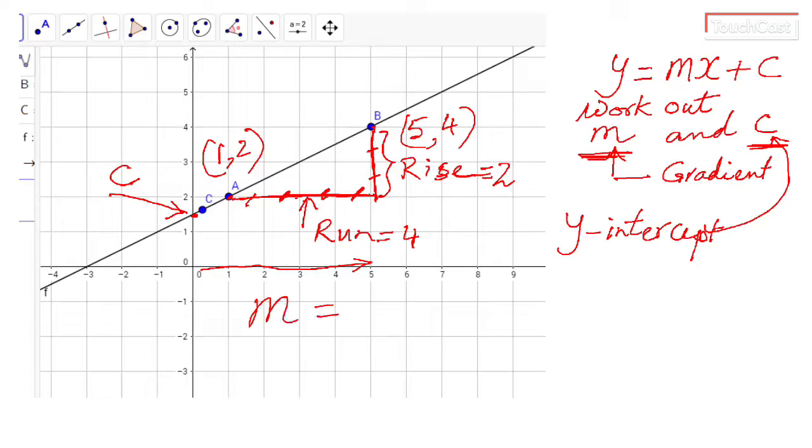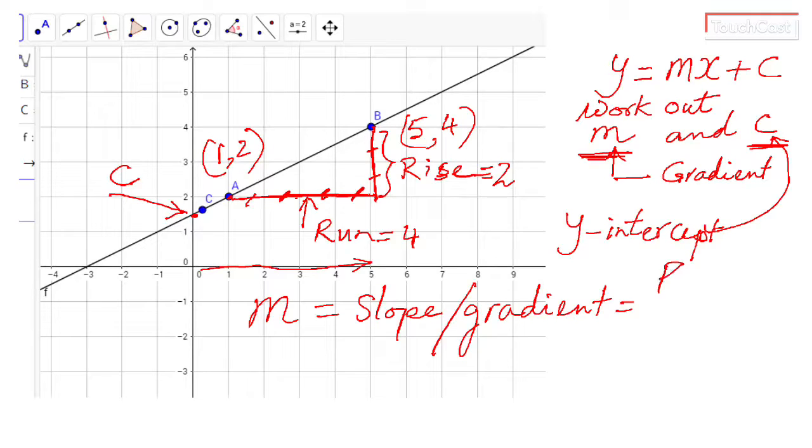M is the slope or gradient of the line, which is equal to rise over run, and that makes it 2 over 4, and if you simplify that, that gives you half.